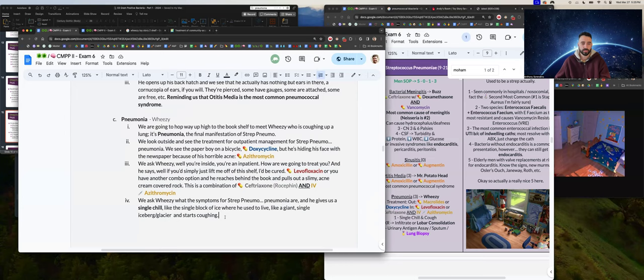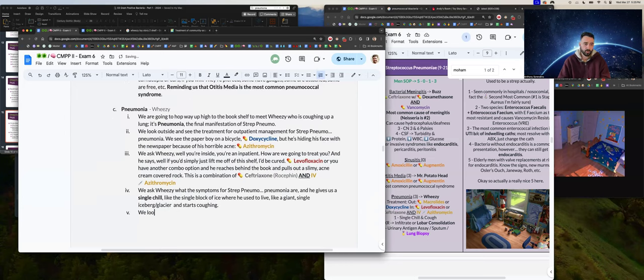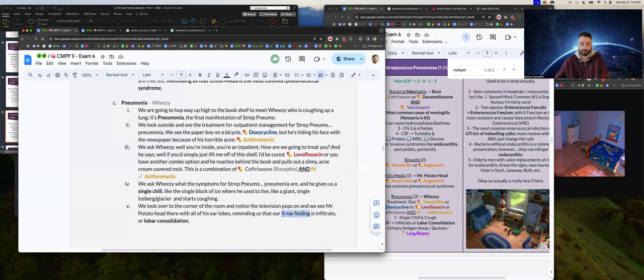So lobar consolidation, I think that is really, really important. We look over to the corner of the room and notice the television pops on. And we see, this must be like a lobe. So like an earlobe. Let's connect it back to Mr. Potato Head, with all of his earlobes, reminding us that our X-ray finding is lobar. I mean, it's infiltrate too, but whatever, I'll try to remember both. But lobar, I think, is the big consolidation. Lobar is the big buzzword there. TV is my mnemonic. Anytime I see that, it's just going to mean an X-ray finding. So that's why I put that there.